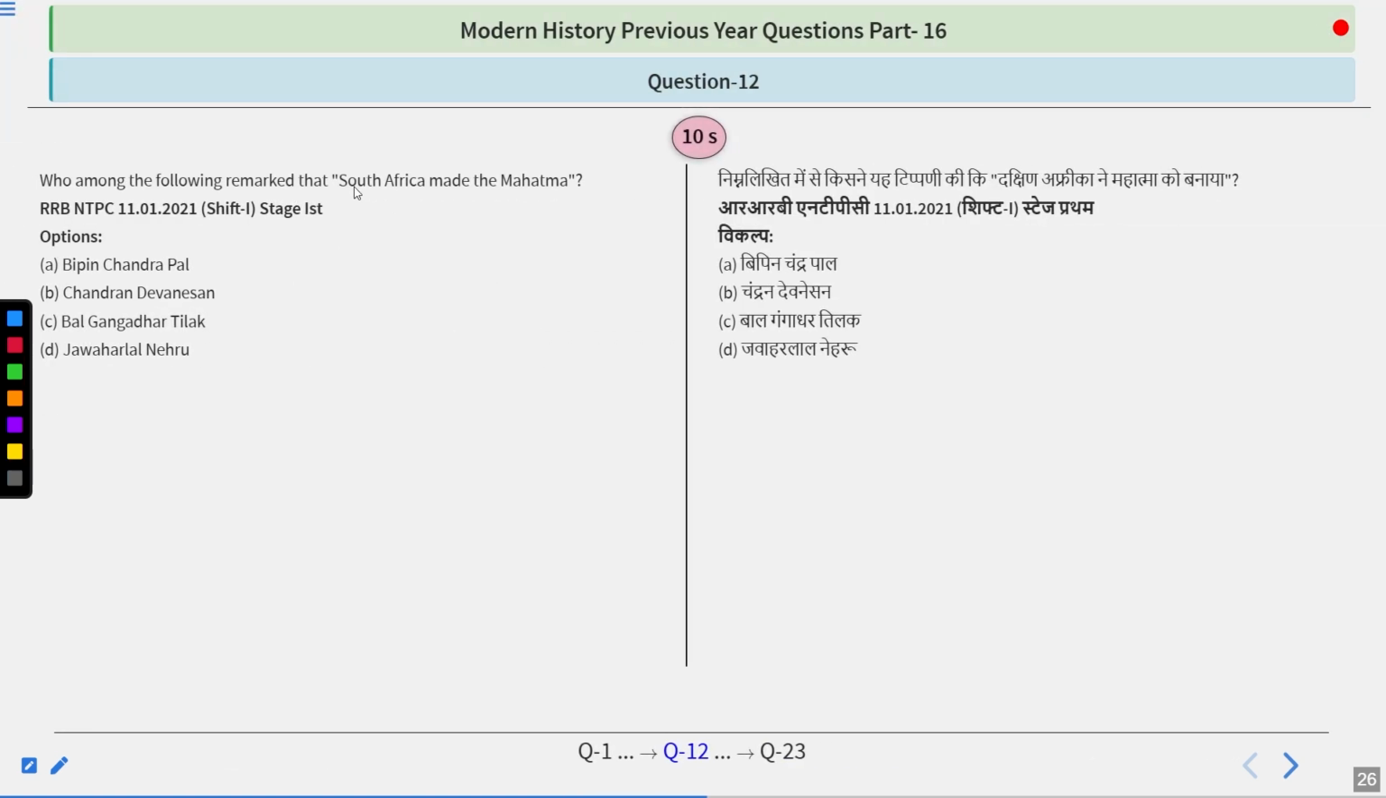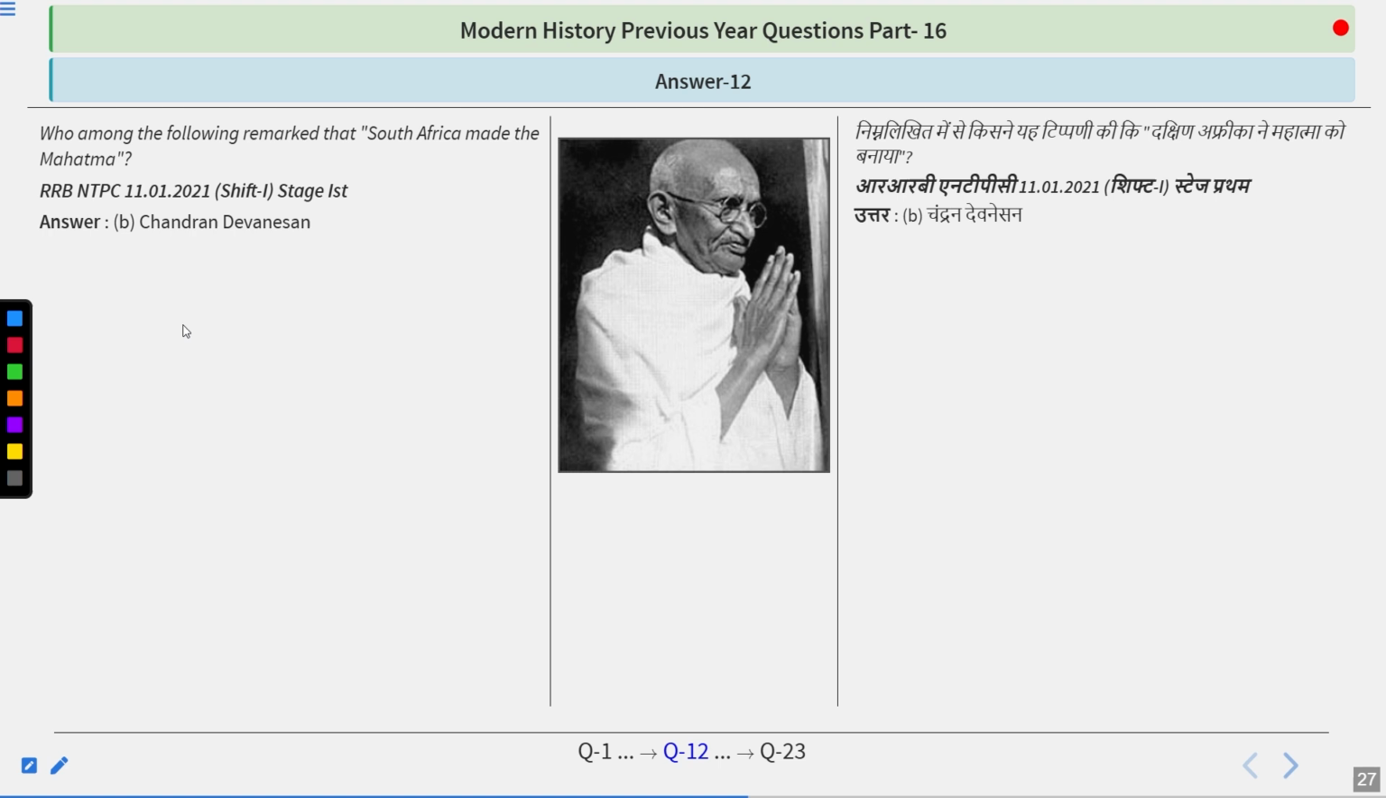Who among the following remarked South Africa made the Mahatma? Bipin Chandra Pal, Chandran Devanesan, Bal Gangadhar Tilak, Jawaharlal Nehru. Think about it. So I guess the answer you are thinking is right because the answer is Chandran Devanesan.